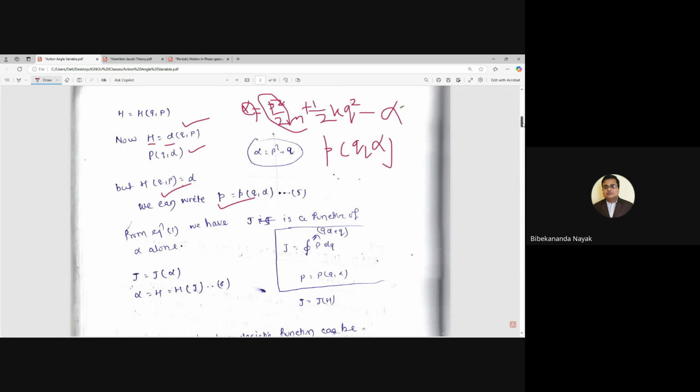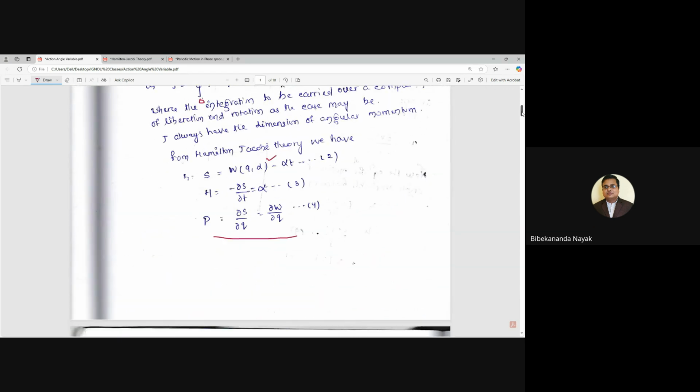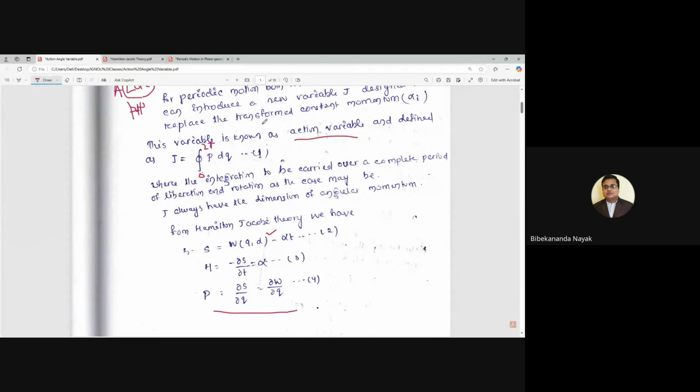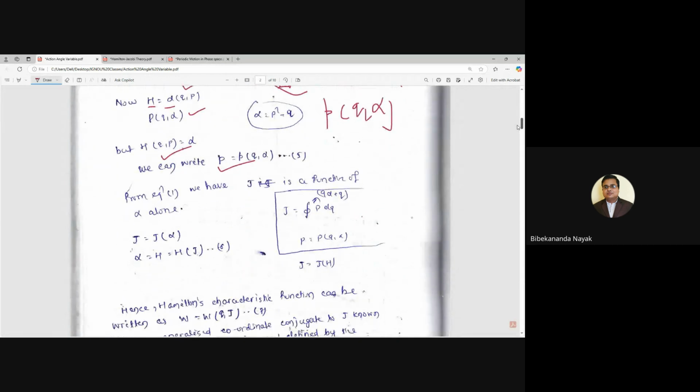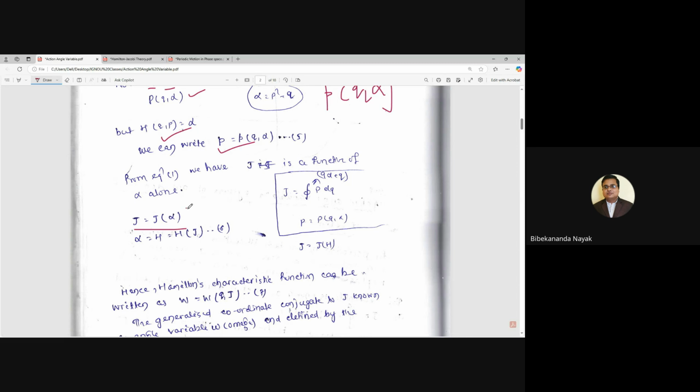But J is a function of Q and P, integrating P over dQ. So dQ will be integrated and in place of Q the limits will be put. The only variable is P. So J is a function of P, but P is a function of Q and alpha, and Q will be integrated here. So the only variable is alpha. So we can write J is a function of alpha only. Clear? Yes, sir. J is a function of alpha only. But alpha is equal to H, so you can say J is a function of H, or H is a function of J. This is the starting point.